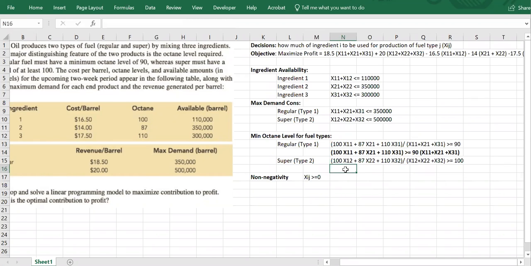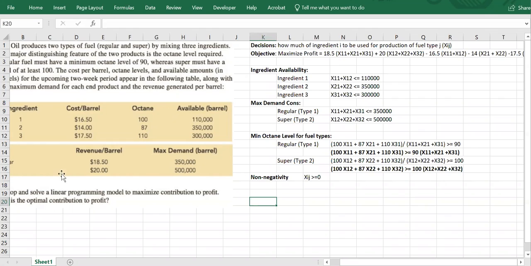And I'm going to do exactly the same thing for super type. So if I just copy this, paste it here. That's all we needed to do in order to make this formulation linear. So now I can go ahead and solve this problem. We're done with the formulation now. We now have a linear formulation of a linear programming question. So let's go ahead and solve this.